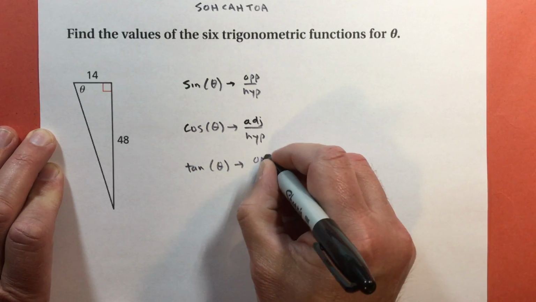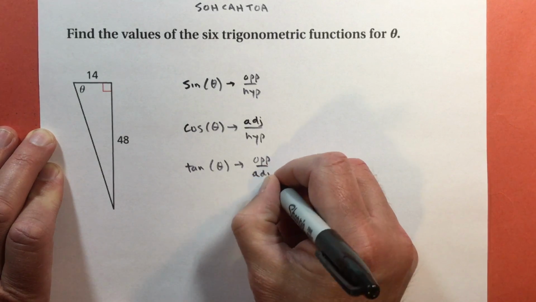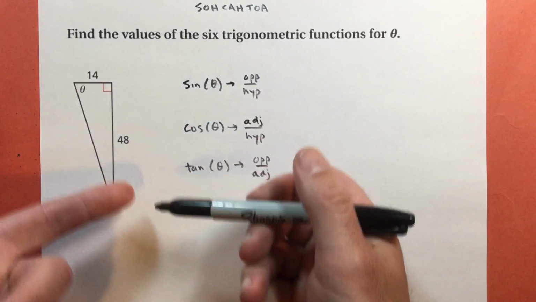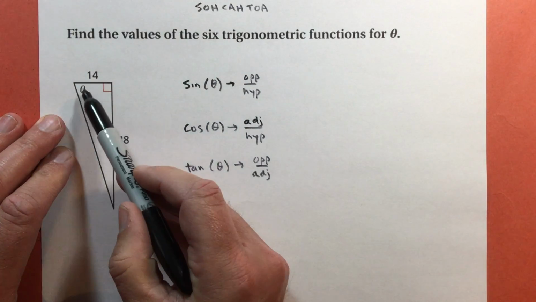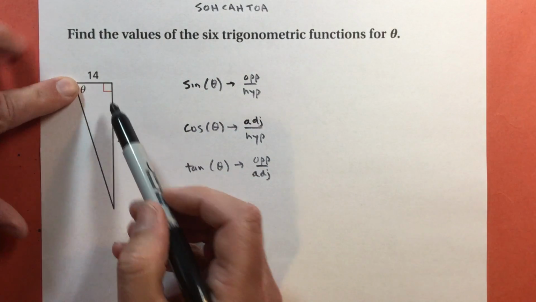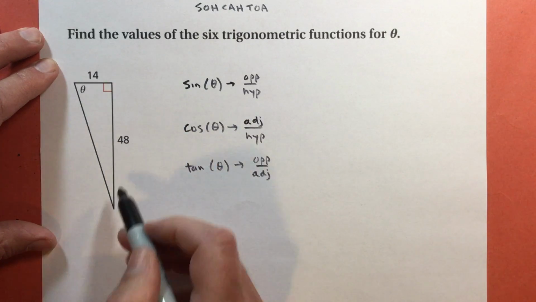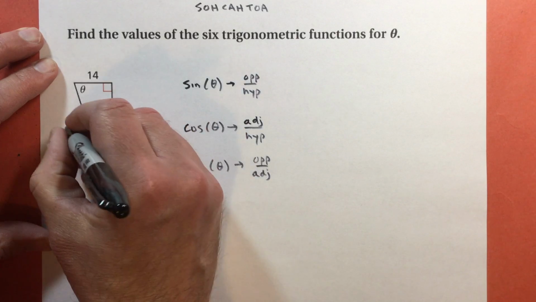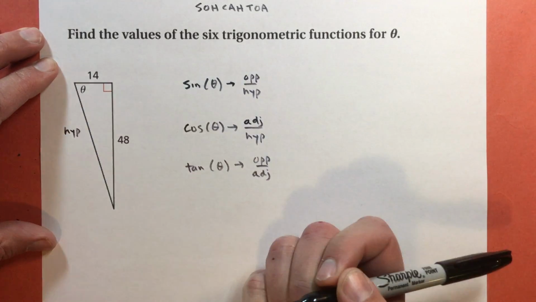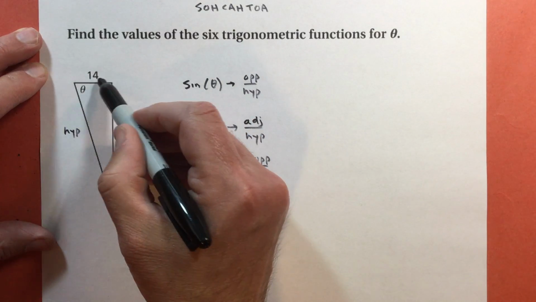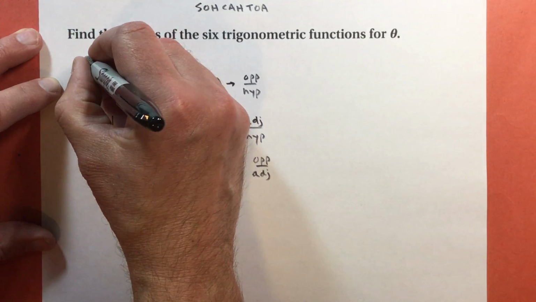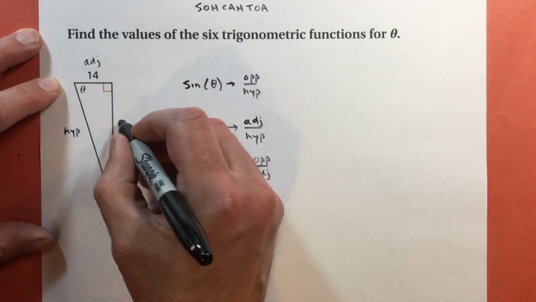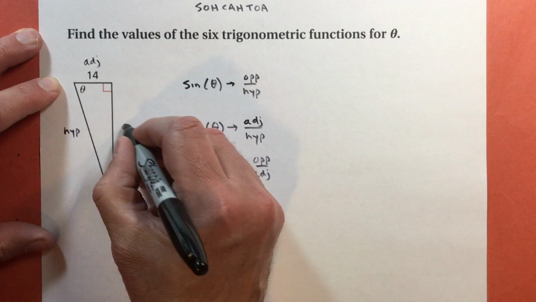And this is going to be opposite over adjacent. All right, so let's figure these out with the fractions that we have here. Here's theta. Now, this side that is opposite of the right angle is always going to be the hypotenuse. This side that is part of angle theta is going to be adjacent. And the side opposite of angle theta we call opposite.